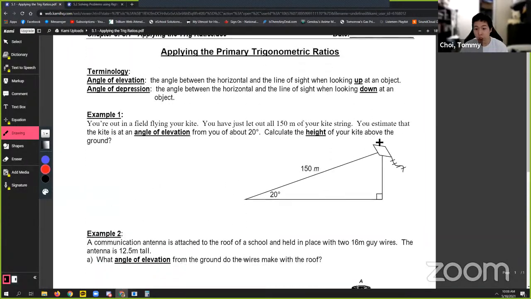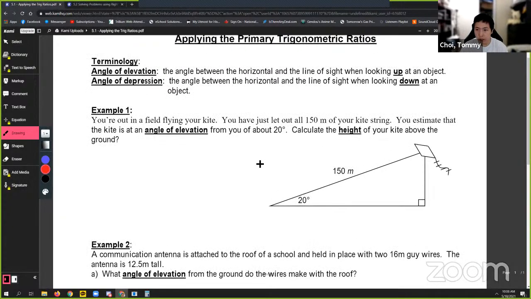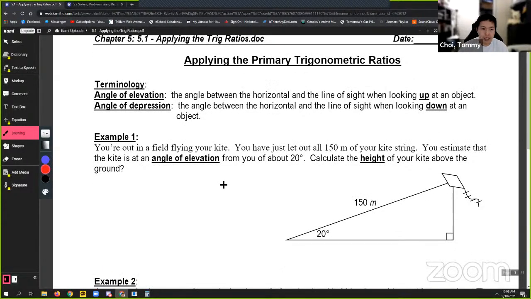Now that we know SOHCAHTOA, can you solve questions? Okay. So let's go through this. Okay. So there's two pieces of terminology that you need to learn or remember. It's the angle of elevation and the angle of depression.